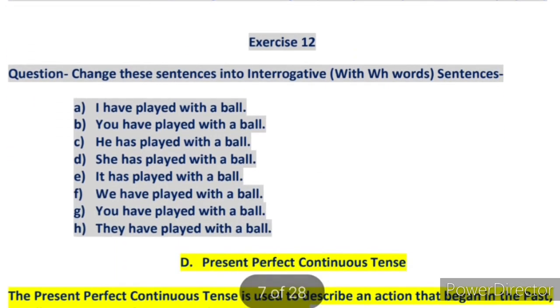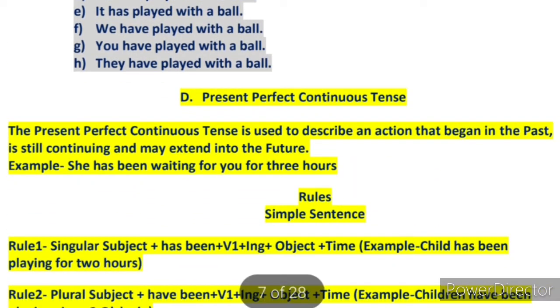Now here we will solve some exercises. First is, I have played with a ball. Sorry, the answer will be, why have I played with a ball, question mark. Next, you have played with a ball. When have you played with a ball, question mark. Then he has played with a ball. Where has he played with a ball. Next, she has played with a ball. How has she played with a ball, question mark.